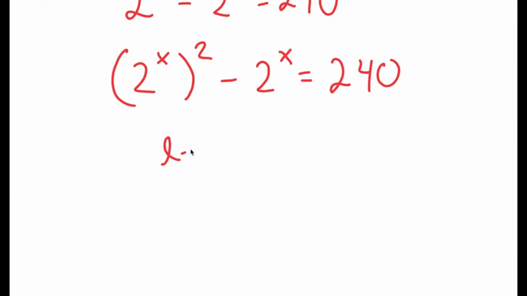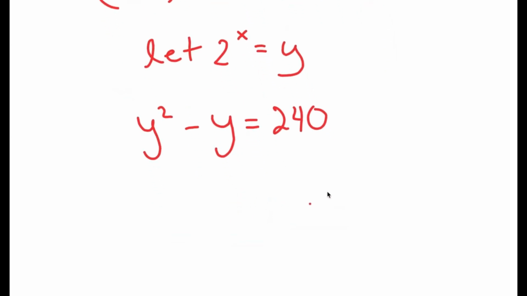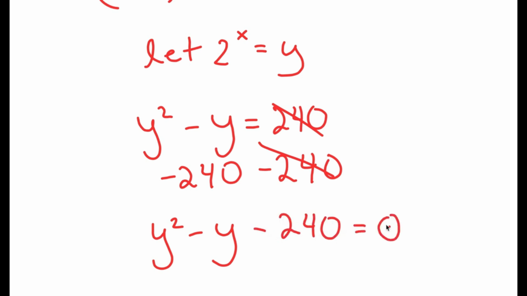Now from here, I'm going to let 2 to the power of x equal to the variable y. So if I substitute in y for 2 to the power of x, I get y squared minus y is equal to 240. And now I can subtract 240 on both sides. So these two cancel out and I get y squared minus y minus 240 is equal to 0.